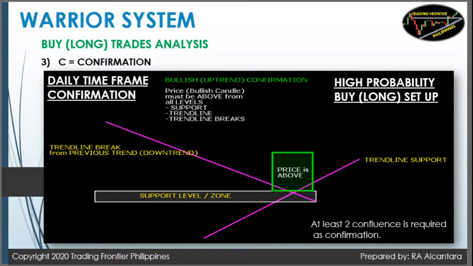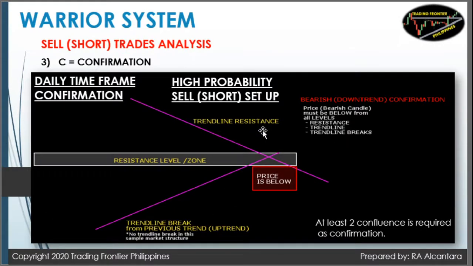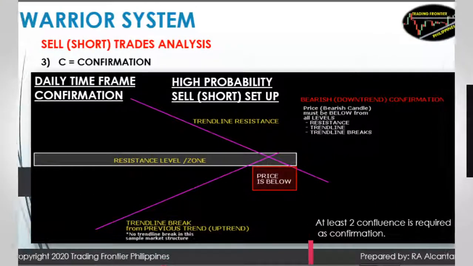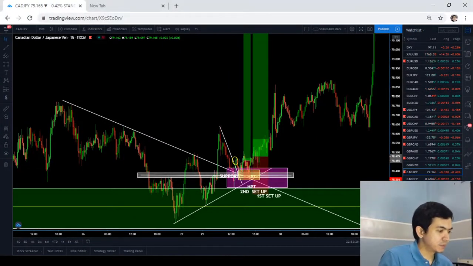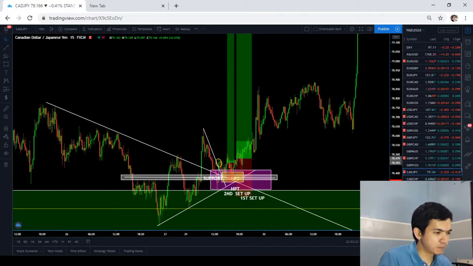So, how about for a short trade? Again, it's just the opposite. The price needs to be below these levels: resistance level or zone, trendline resistance, and counter trendline break, right? Coming from a channel. So, now we can look for another chart for a short setup, or sell setup. So, back to the charts. Let's look for a nice setup.